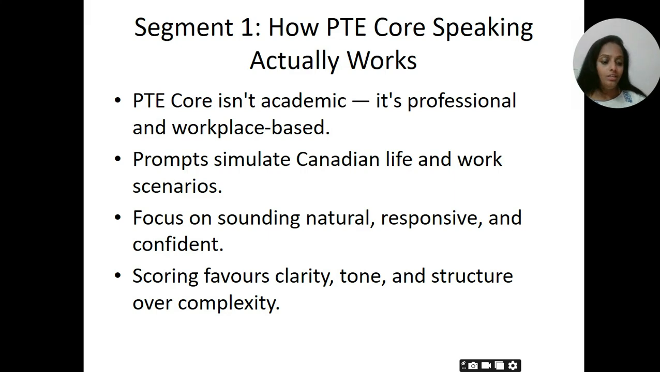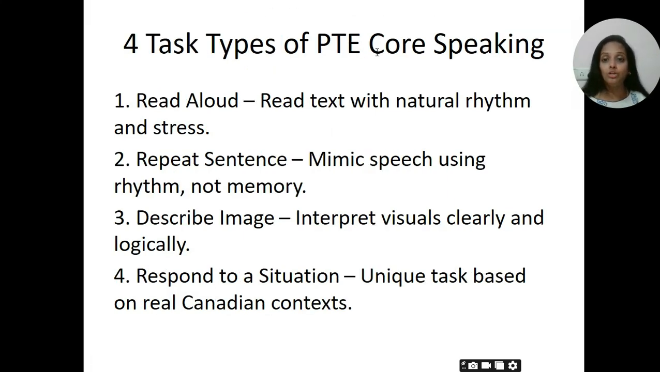So let's see the four tasks in PTE Core Speaking. The first one is the read aloud. So you will see a short passage and must read it fluently with natural tone and proper word stress. The next one is the repeat sentence. In this task, you will hear a sentence once and you have to repeat it as accurately as possible. It tests memory, rhythm, and intonation.